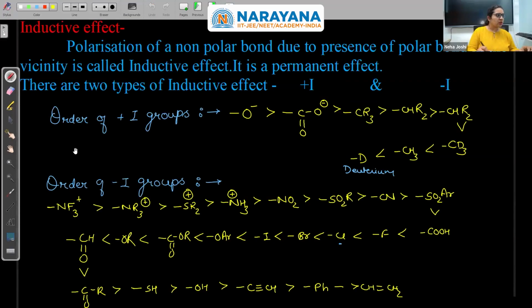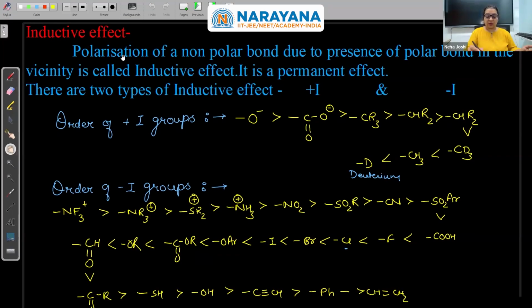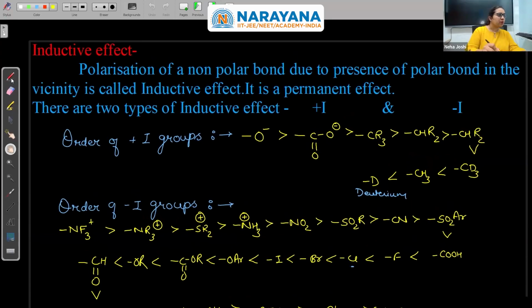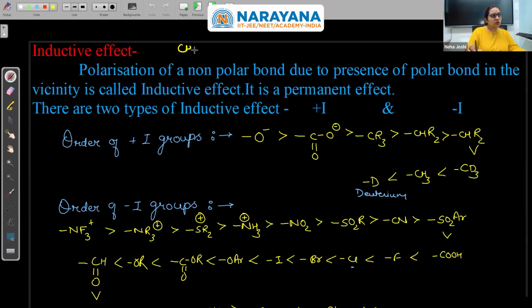Okay, so coming to the permanent effects which are part of our syllabus is first inductive effect. We will not go much into detailed theory, but we'll go for the important points. So what is inductive effect? Inductive effect is polarization of a non-polar bond due to presence of polar bond in the vicinity is called inductive effect. It is permanent effect. Okay. Now, how it is defined? Like we said, it is basically polarization of a non-polar bond. So we say that CH3, CH2, Cl.